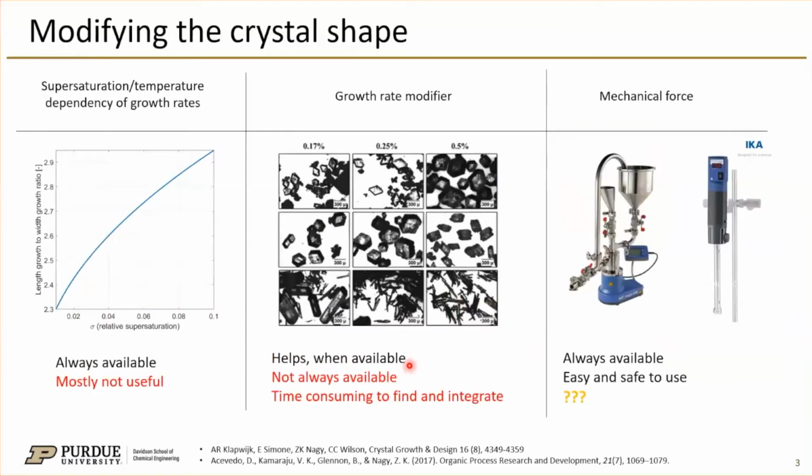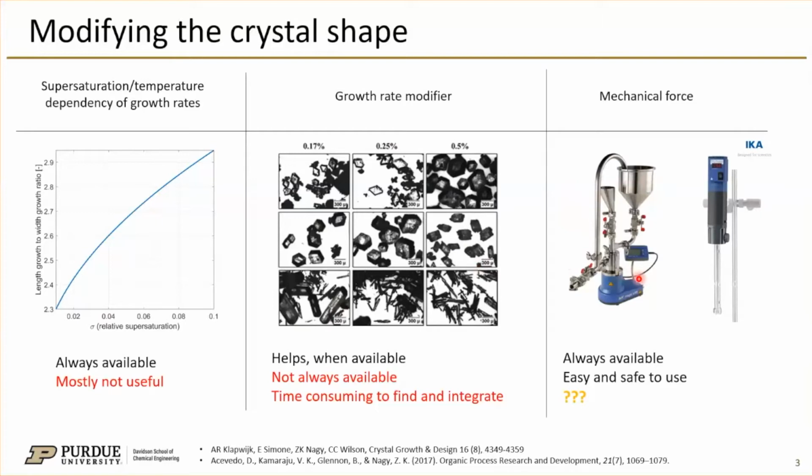There are a couple of ways to manipulate and control the crystal shape, as shown here. The first one is the temperature profile. Although temperature profile can be effective on size manipulation, most of the time it is not the best method to change the aspect ratio or crystal shape significantly. Another option is using growth rate modifiers, but this can be tricky with a commercial drug, and it is not always available depending on the physicochemical properties.